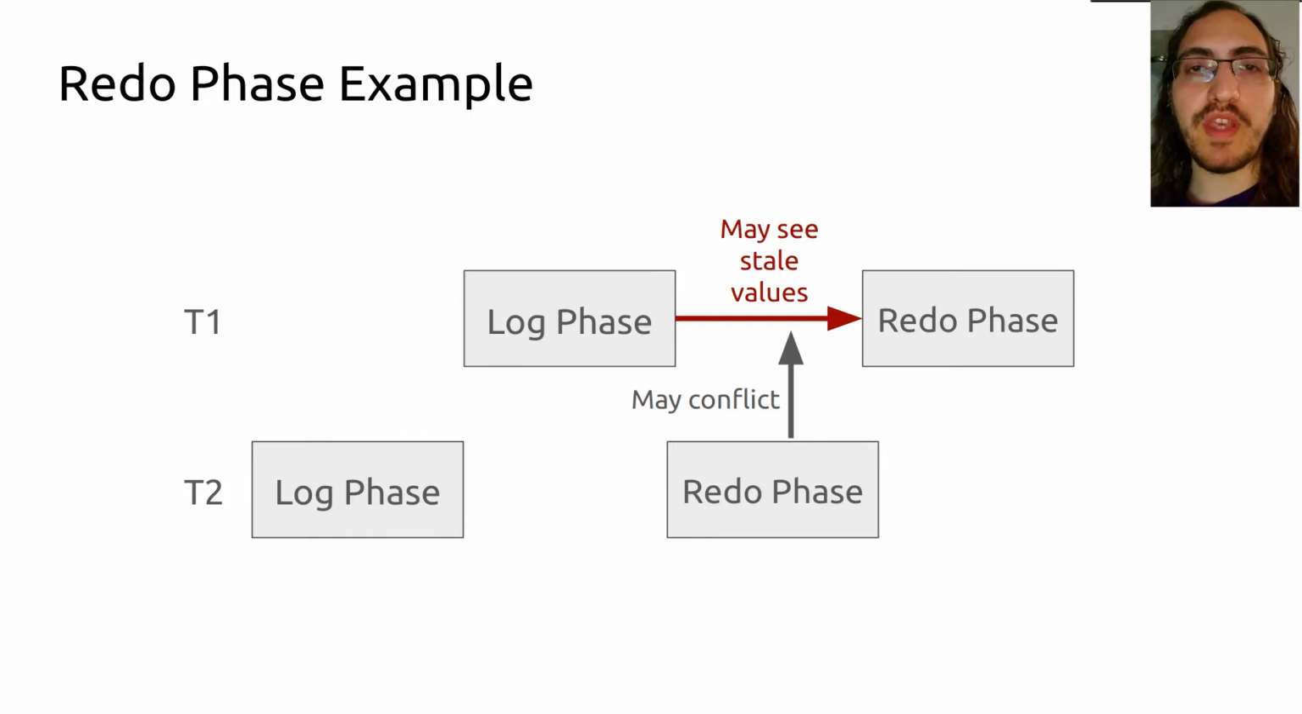In this example, we have two threads executing persistent transactions. And the problem here is that the redo phase uses redo logs that were generated during the log phase. Should a redo phase of another persistent transaction, for example T2 here, execute between the log and redo phases of a persistent transaction, T1 here, T1's redo phase may see stale values, which can cause issues with isolation.